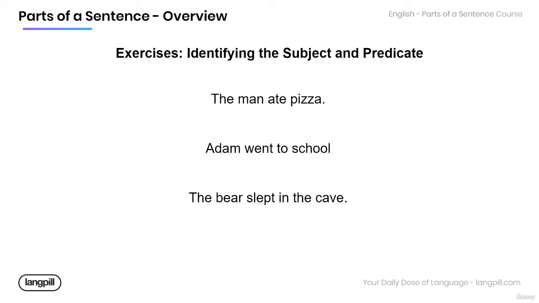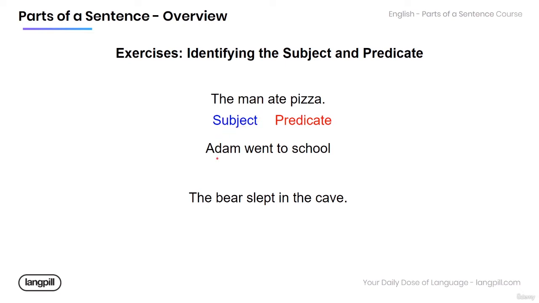Okay, so hopefully you paused and figured this out on your own. Let's go through this. The first sentence is, the man ate pizza. So we have the man. The man is our subject. This is who or what the sentence is about. Then we have ate pizza. Ate pizza is the predicate. This is what the subject did.